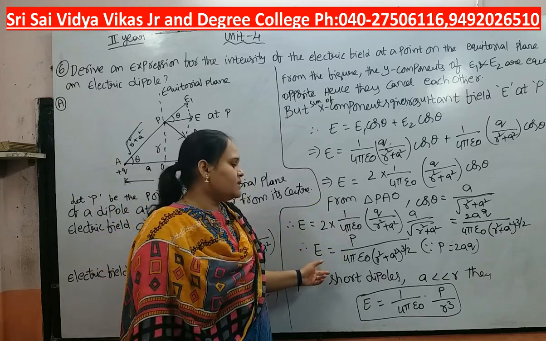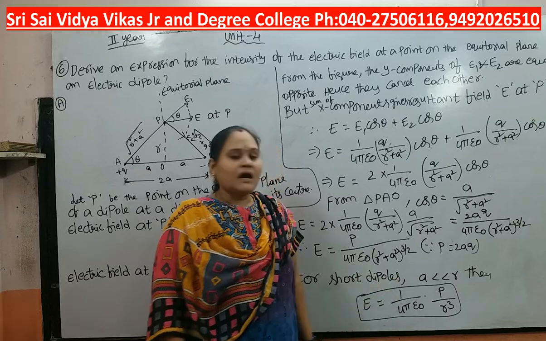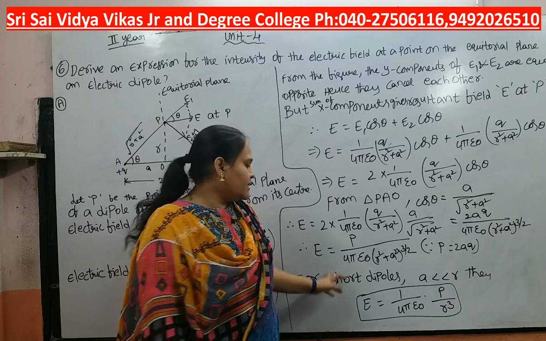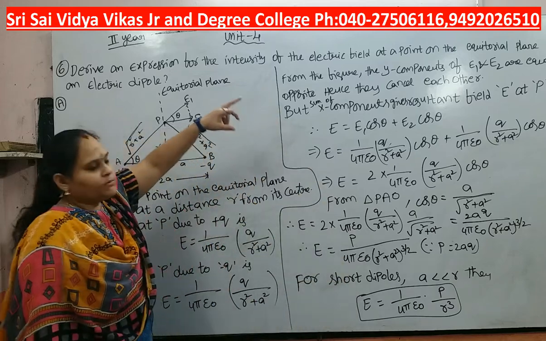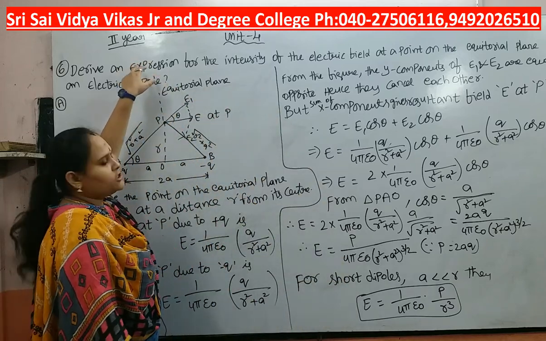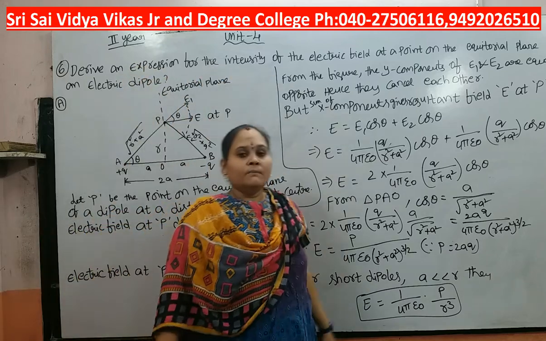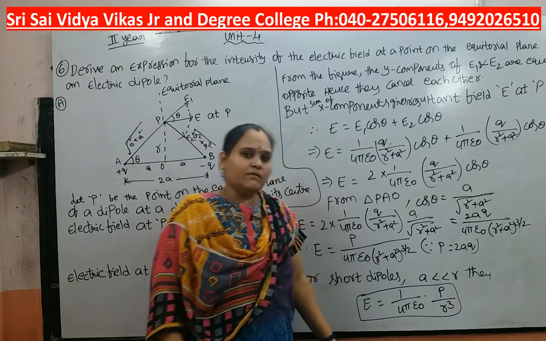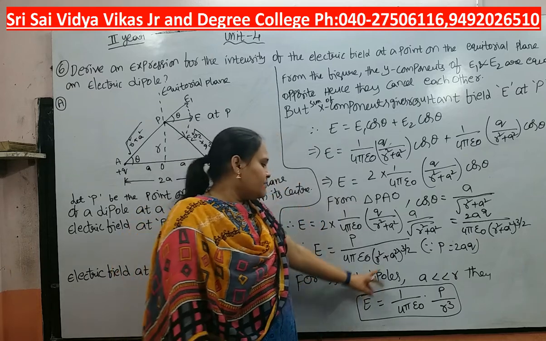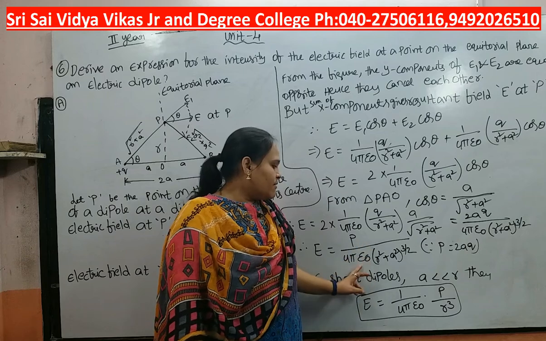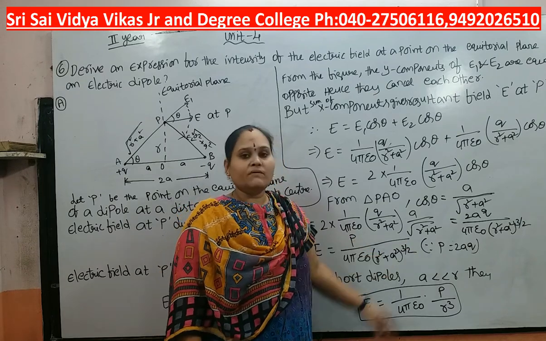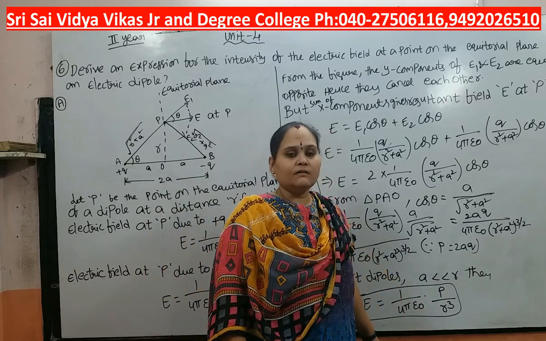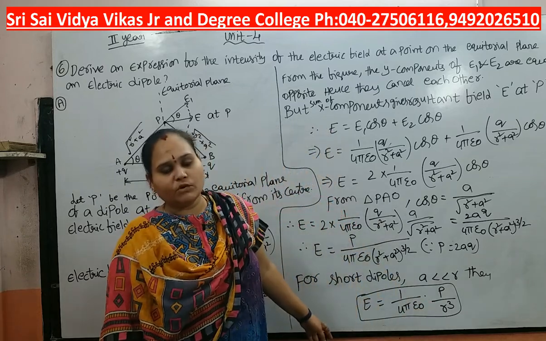Then we can write E equal to P by 4 pi epsilon naught into r square plus a square whole power 3 by 2. This is the electric field intensity at a point on the equatorial plane. But we are considering very short dipoles, that means a is very small compared to r, so we can neglect a. From that equation we can write E equal to 1 by 4 pi epsilon naught P by r square whole power 3 by 2. The square cancels, and we get P by r cube. So for short dipoles, the electric field intensity is 1 by 4 pi epsilon naught P by r cube.